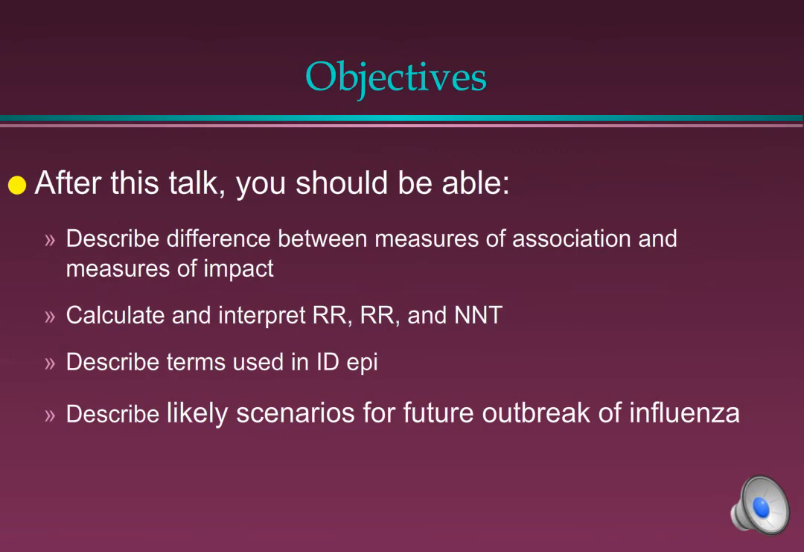After this talk, you should be able to understand the difference between measures of association and measures of impact. You should be able to calculate and interpret relative risk reduction and number needed to treat. You should, along with the reading, be able to describe some of the important terms used in ID epidemiology. And you should also be able to describe likely scenarios for a future outbreak of influenza.